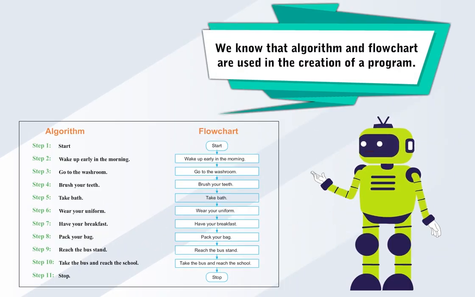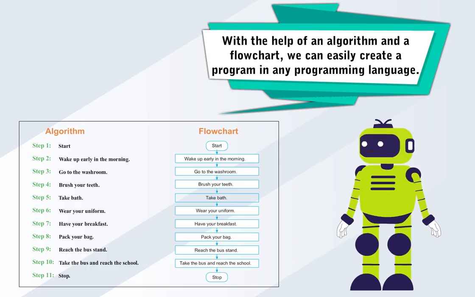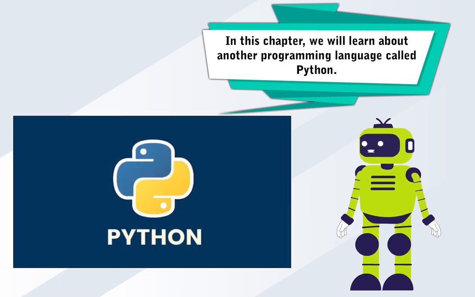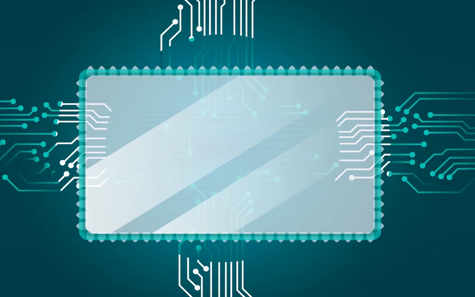We know that algorithm and flowchart are used in the creation of a program. With the help of an algorithm and a flowchart, we can easily create a program in any programming language. All we need to know is the syntax of that language. In this chapter, we will learn about another programming language called Python.